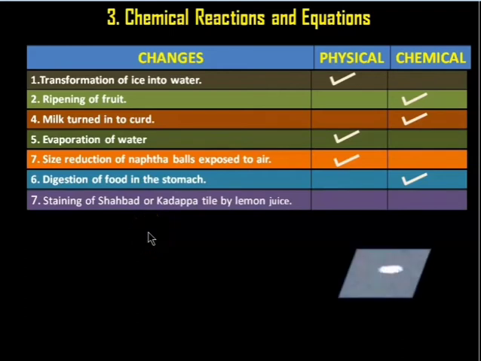Staining of Shahabad tiles or Kota stone by lemon juice. When lemon juice is dropped on a tile, at that place we see stains form due to the chemical action of acids present in the lemon juice on the calcium carbonate. So it is a chemical reaction.